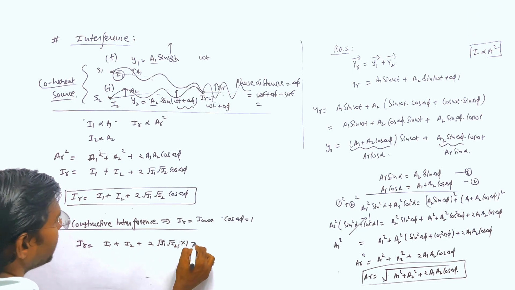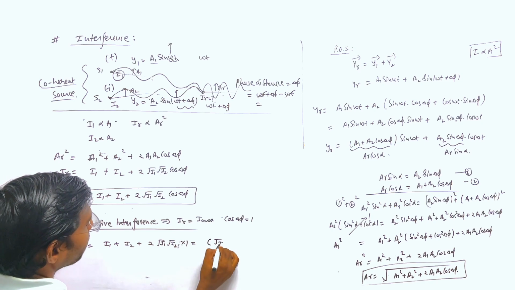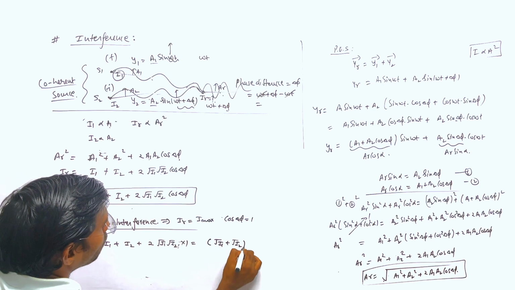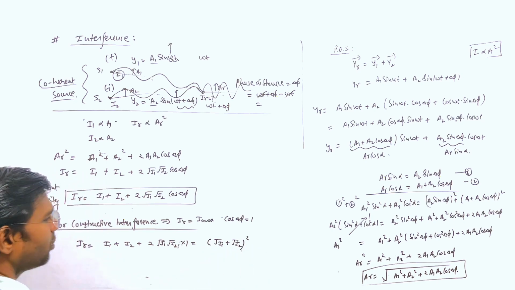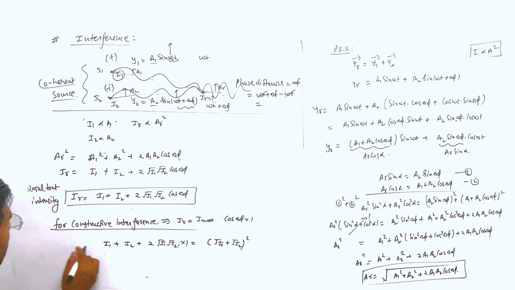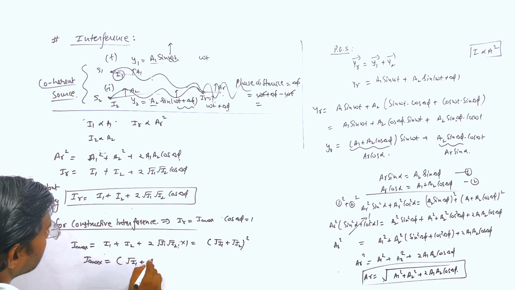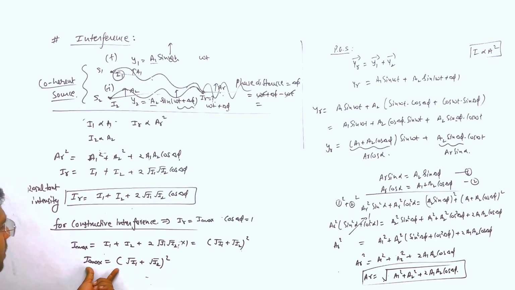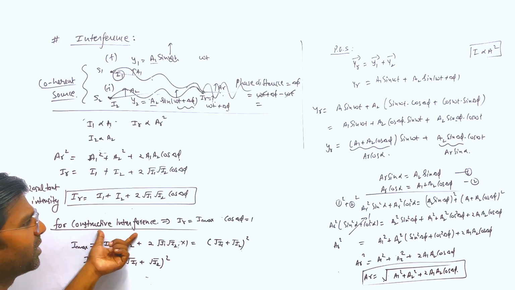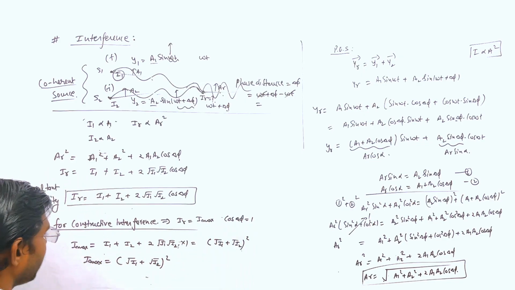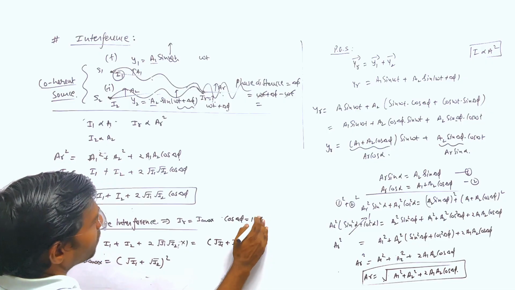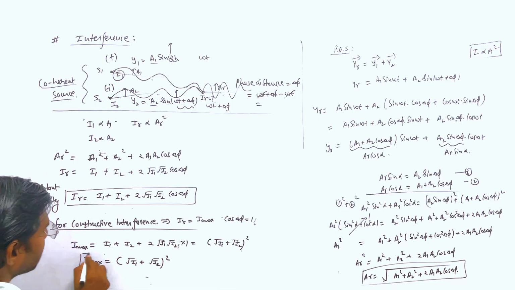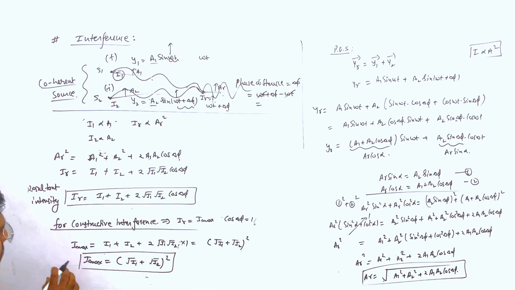So it may be written as what? Root I1 plus root I2 whole square. Is it clear or not? So this is the maximum intensity. The maximum intensity expression is root I1 plus root I2 whole square, right? So this is the condition for constructive interference: cos delta phi must be equal to 1. Is it clear or not? Copy this.